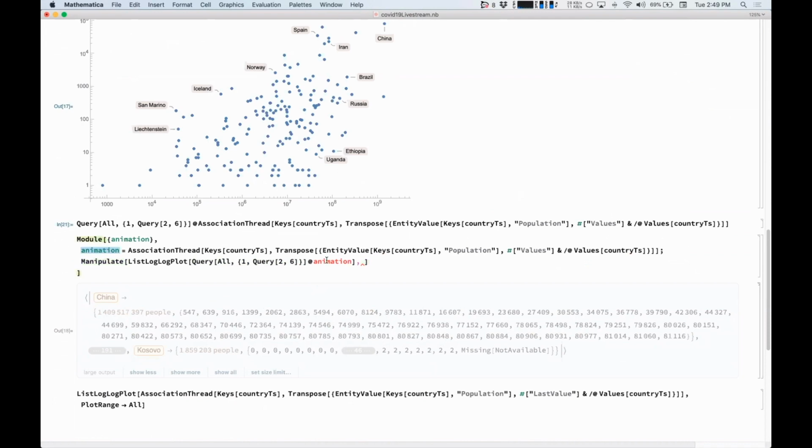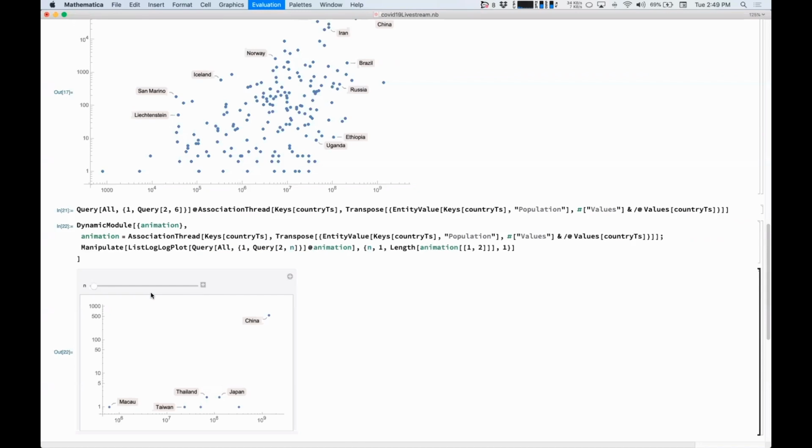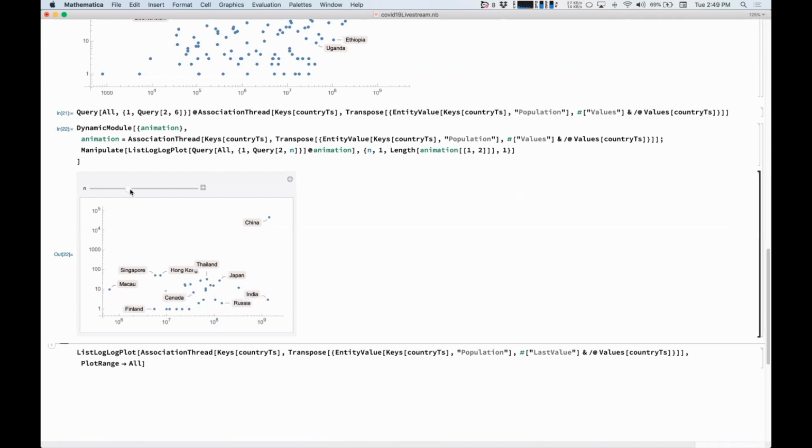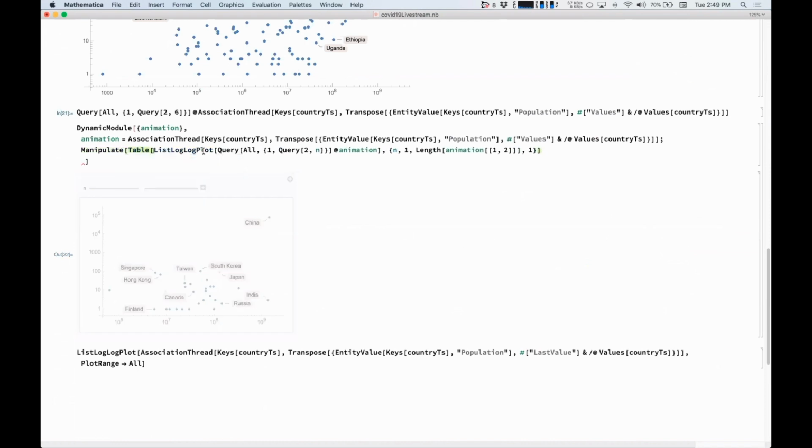Why is that red? Oh, it wants a dynamic module. And we'll just assume they're all the same length. We'll make this n. We're going to want to fix the plot range. Wow. It's a bit slow. It could probably speed it up by pre-computing the plots. I mean, I could turn this into a table, but that might get a bit big though, I'm not sure.